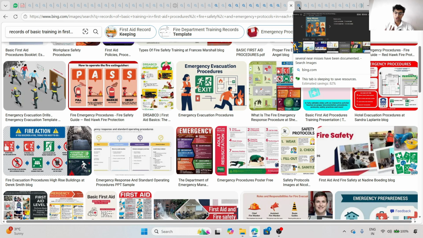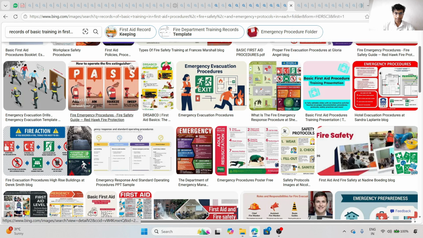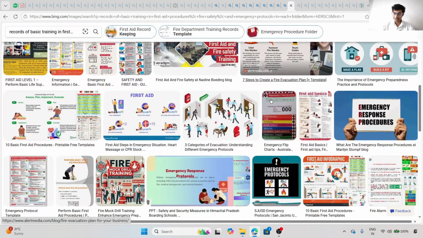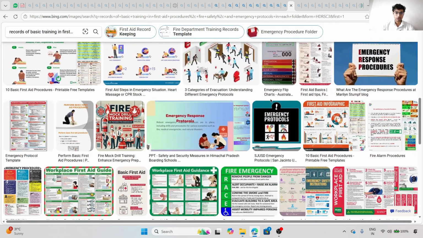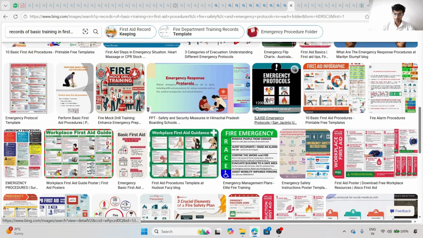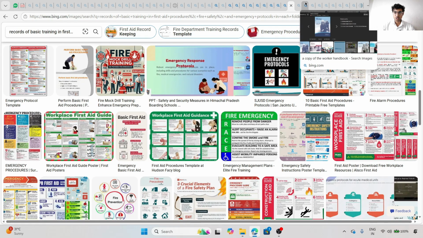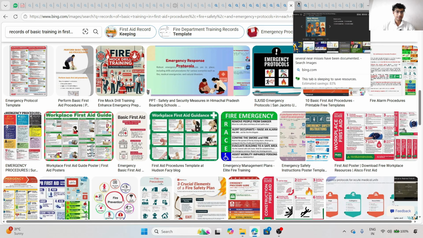And the inspector is also pleased to see records of basic training in first aid procedures. They had given training in first aid procedures, fire safety, and also the emergency protocols that are to be followed. All these things they have documented in a folder. Now the inspector asks to see the accident book.